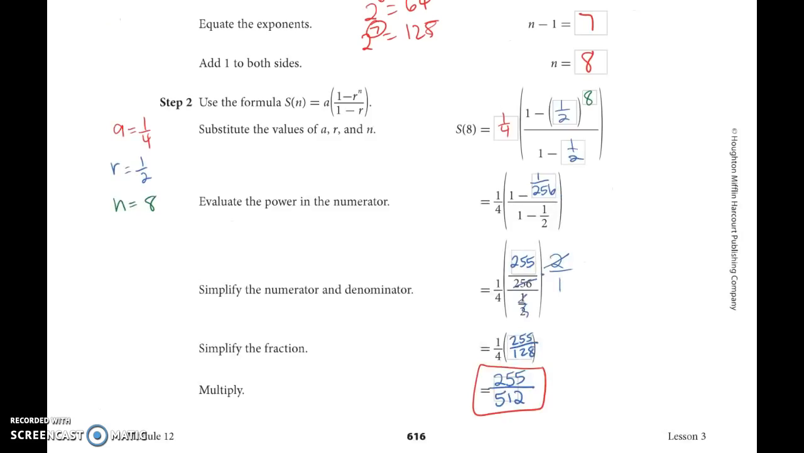If we flip the page to 617, you have your turn, 6 and 7. I'm going to remind you to find a, r, and n, and then plug that into your formula, which is a times 1 minus r to the n over 1 minus r.